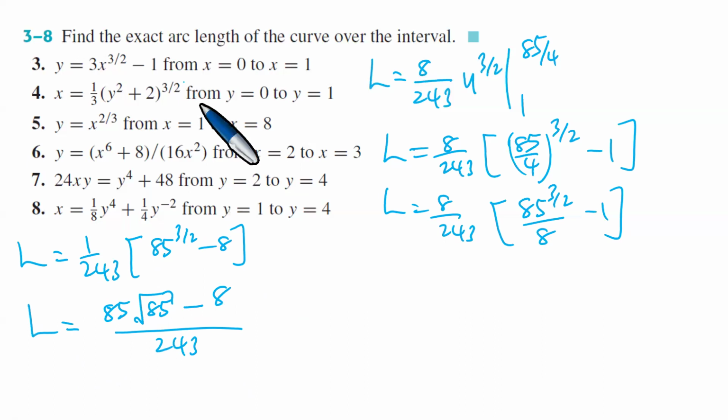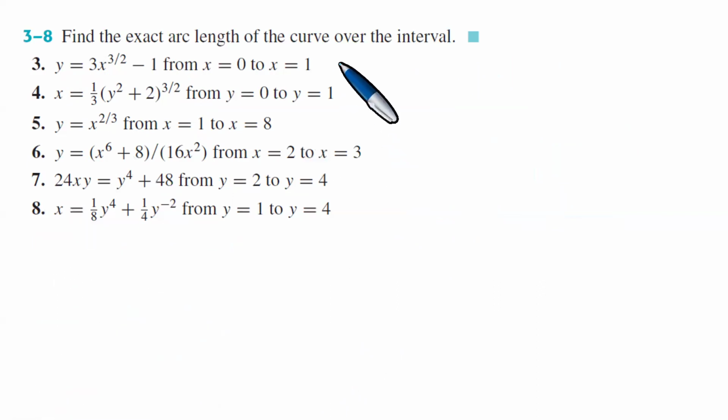So this is the arc length. This is the exact arc length. You need to find the exact one. So it means that you don't need to estimate anything. Now this one, we're going to use formula 5. Let's continue. Let's do number 4. This one, number 4.